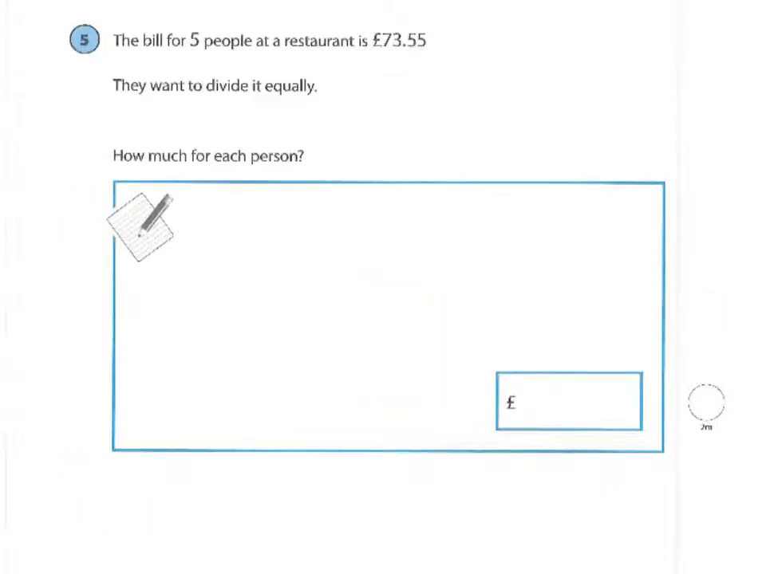Question 5. The bill for 5 people at a restaurant is £73.55. They want to divide it equally. How much does each person pay? Well, the word is in the question. This is a divide. So what I would do is a traditional bus stop division.